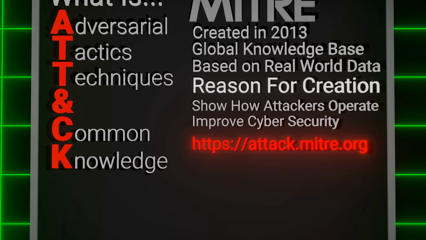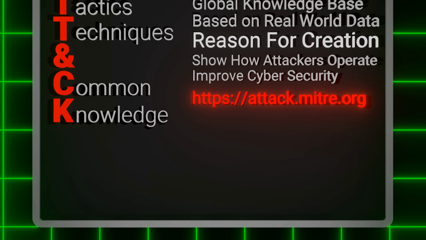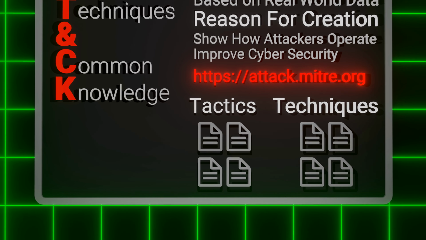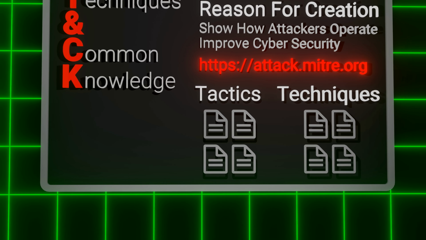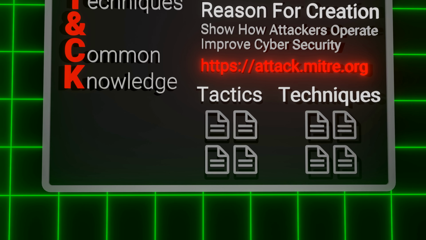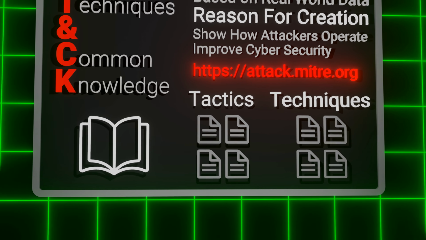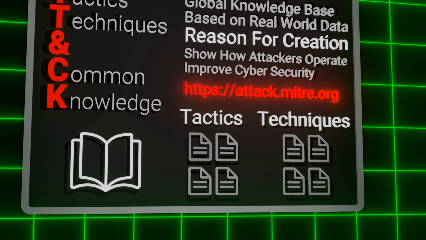Mitre ATT&CK is at its core a collection of tactics and techniques used during cyber attacks. It's structured in a way that follows stages of an attack from initial access all the way to exfiltration and impact. See it like a playbook of sorts, showing every possible move a hacker could make.